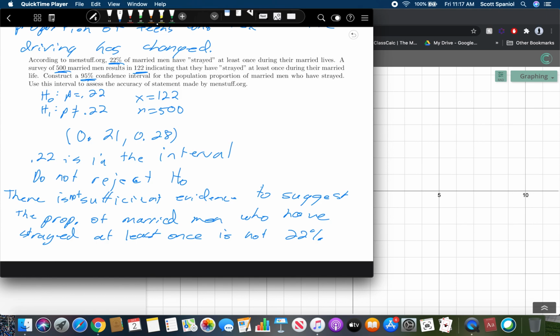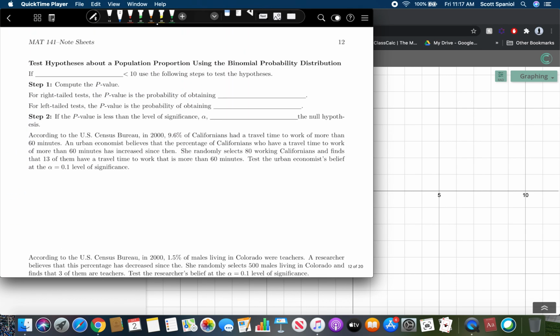Now the last thing in this section is, what happens if I do my test and I get that n times p naught times 1 minus p naught is less than 10? Is there a way that I can still do a hypothesis test here? I can't use the normal curve because we don't have enough evidence to suggest that this is normally distributed, but is there another way about it? And the answer to that is, well, there can be.